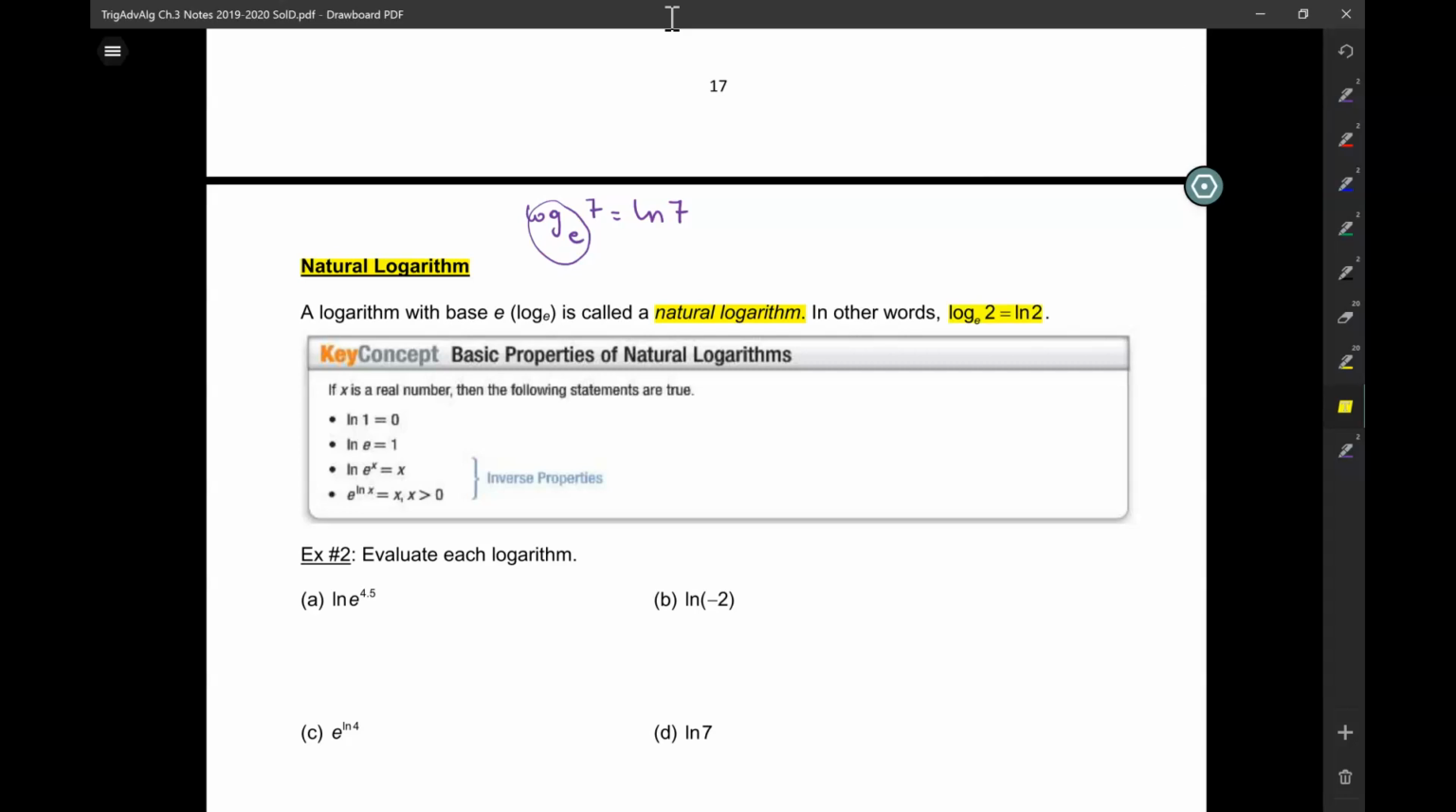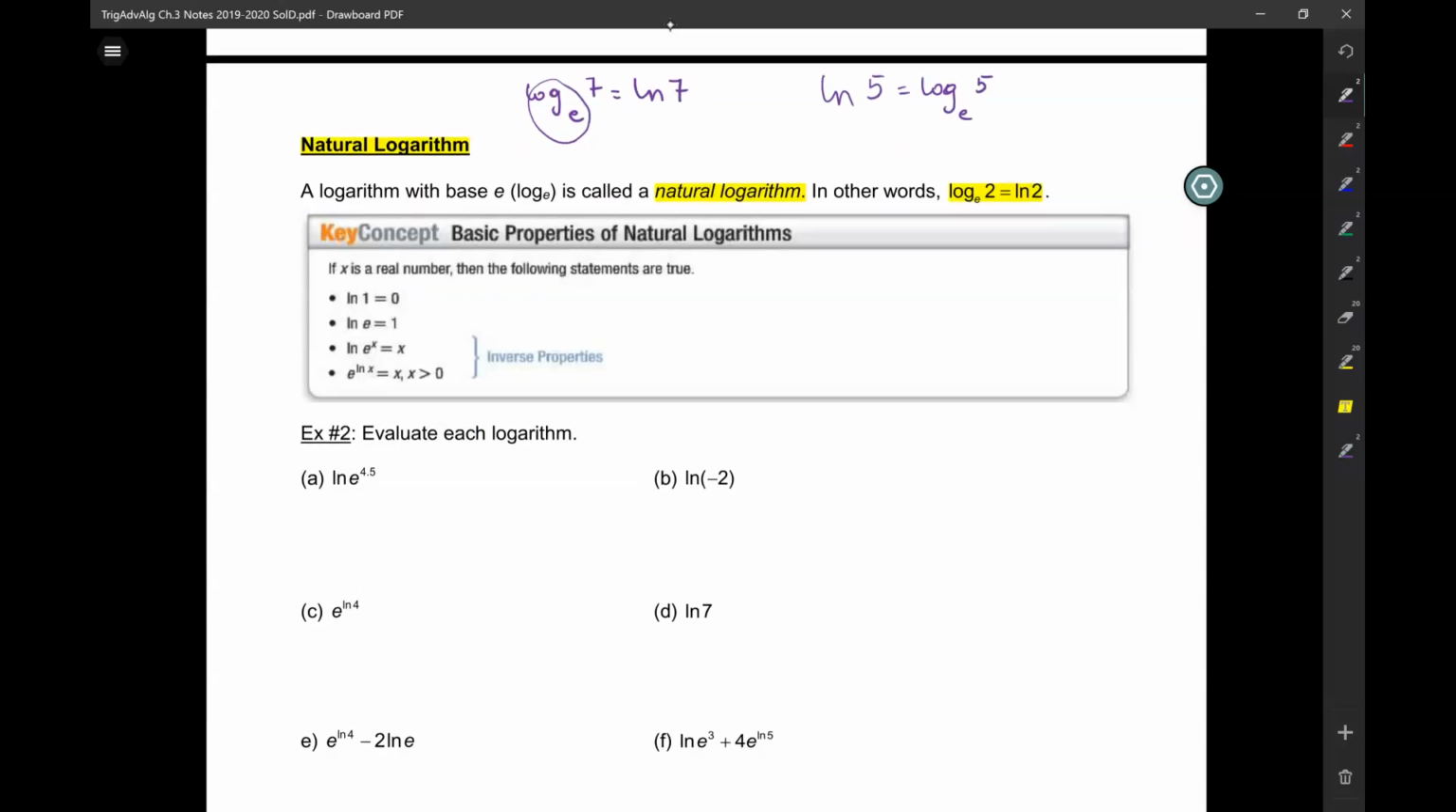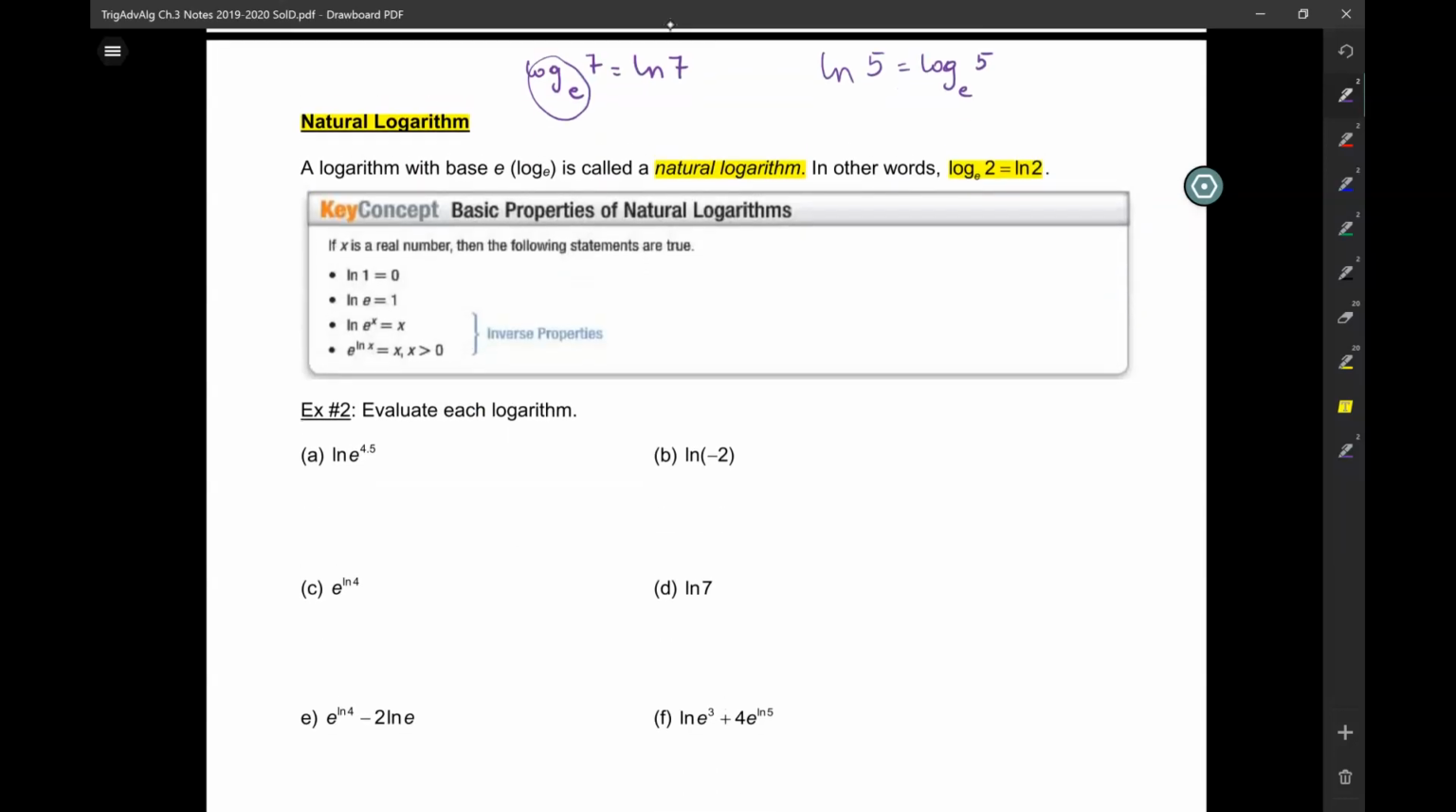So when I'm walking down the street and I see on a billboard ln of 5, I think to myself, oh, that's just log base e of 5. Somebody is asking, what should be the exponent of e so I get a 5? All right, so let's do some properties with ln's.